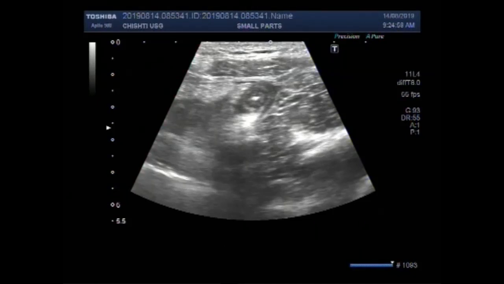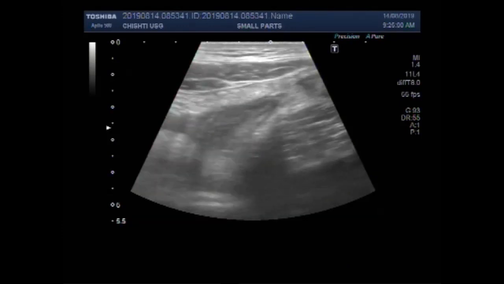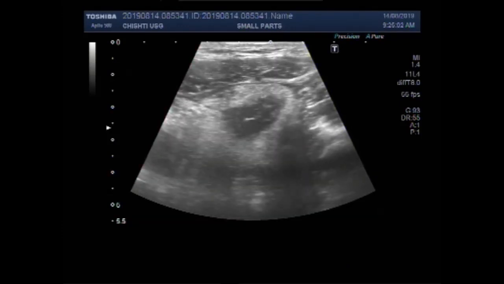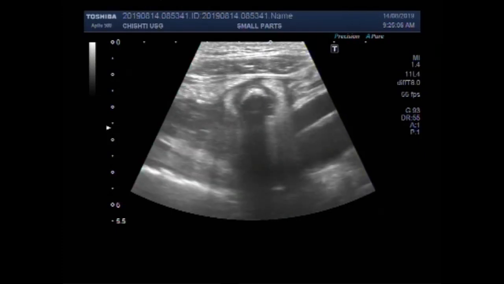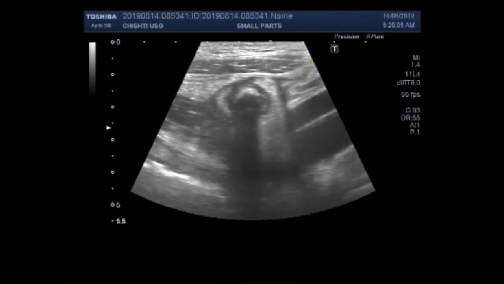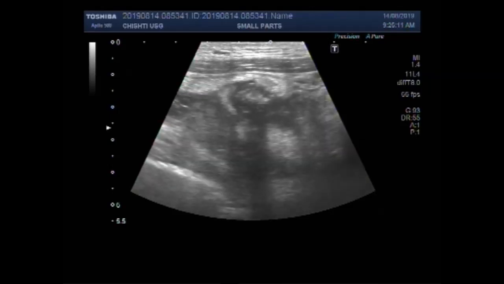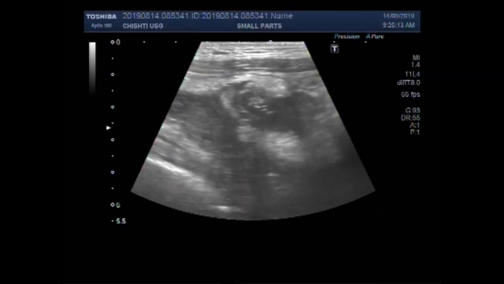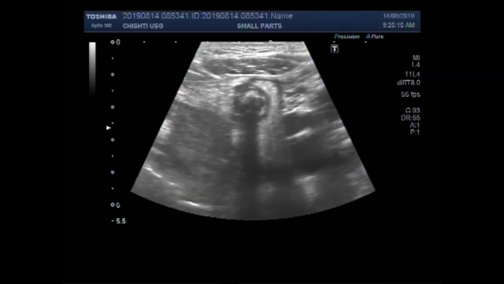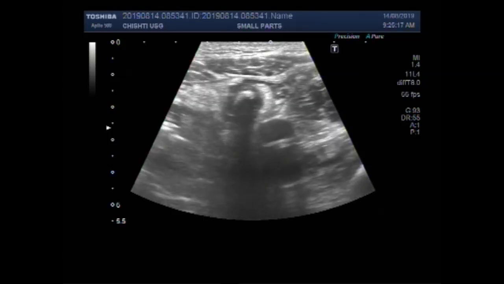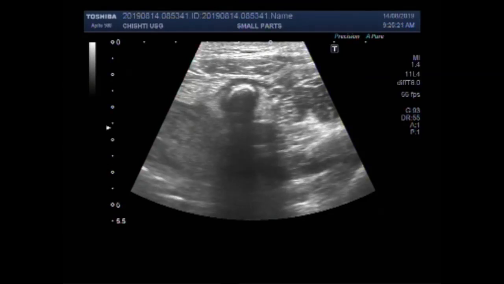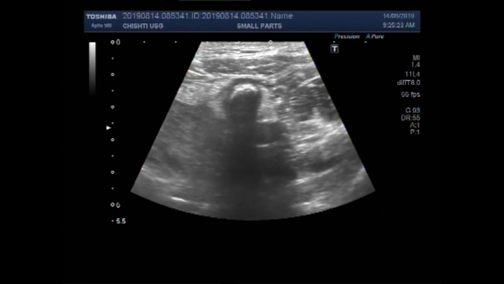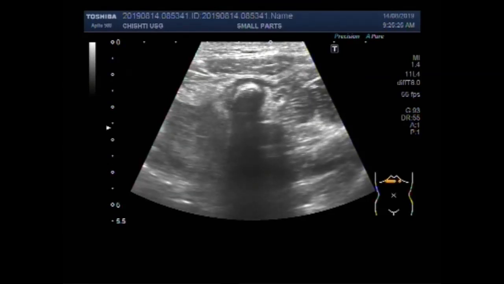This ultrasound video shows a case of inflamed appendix, or acute appendicitis. You can see the area of focus is the right iliac fossa. And when acute appendicitis is suspected, scan the patient lying supine. I selected a high power 7 to 11 megahertz transducer.